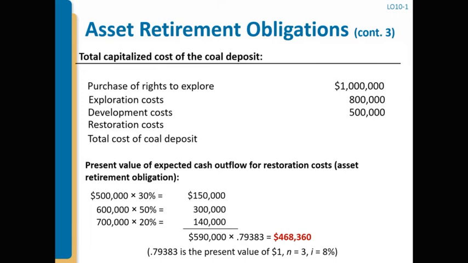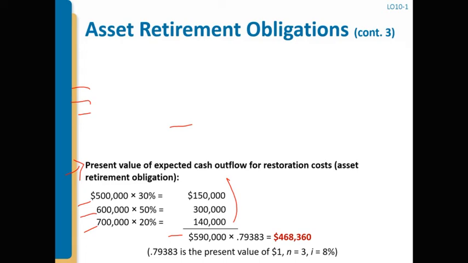So now what we will do, so the purchase price, exploration cost, development cost, so we will be calculating this restoration cost. This is actually asset retirement obligation. So 30% of 500,000, 50% of 600,000, 20% of 700,000. Those are the things. So this is the total sum of this, and we will calculate the present value factor for period equal to 3 and i equal to 8%. That is equal to 0.79383. Okay, so this is the total asset retirement obligation.